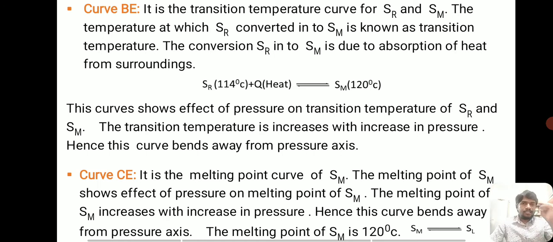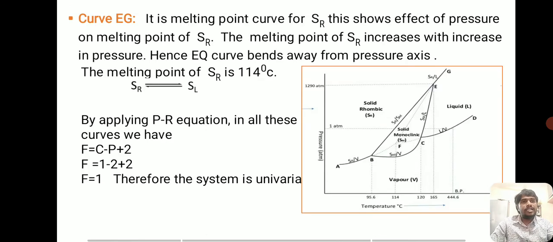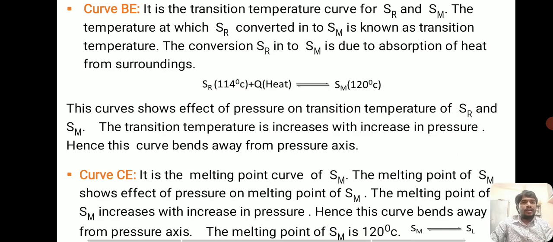Coming to the next curve, that is curve CE. It is the melting point curve of SM, monoclinic sulfur. It shows the effect of pressure on the melting point of SM. The melting point of SM, monoclinic sulfur, increases with increase in pressure, as the curve bends away from the pressure axis. You can observe the CE curve bends away from the pressure axis. And the melting point of SM, that is monoclinic sulfur, is 120 degrees Celsius. Here also we have two phases which coexist in equilibrium, that is SM and SL.